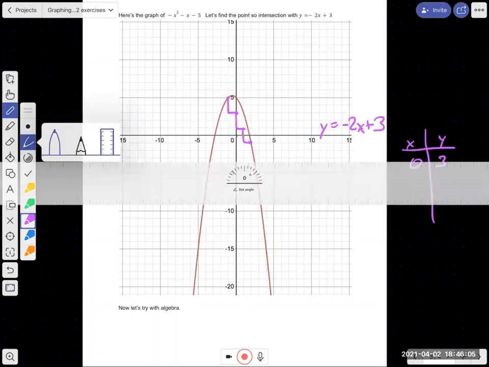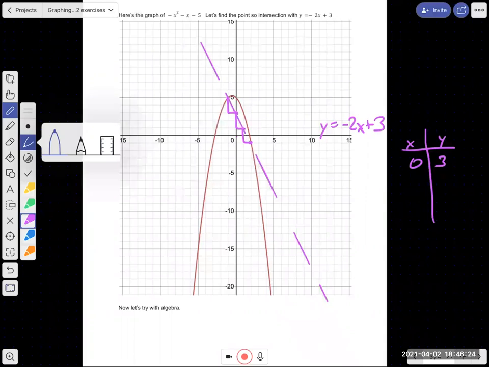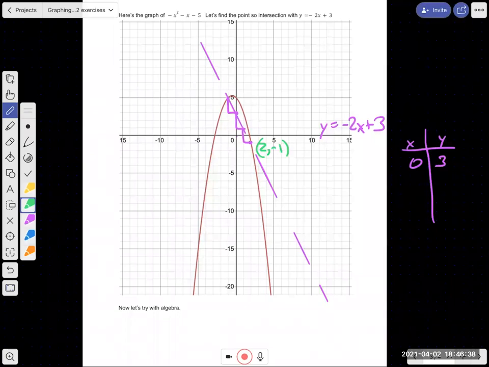So as we look at what it looks like, I'm having trouble. Okay, so we got our line, and it looks like we found 2 points of intersection. The one point is 2, minus 1. And the other point appears to be minus 1, 5.